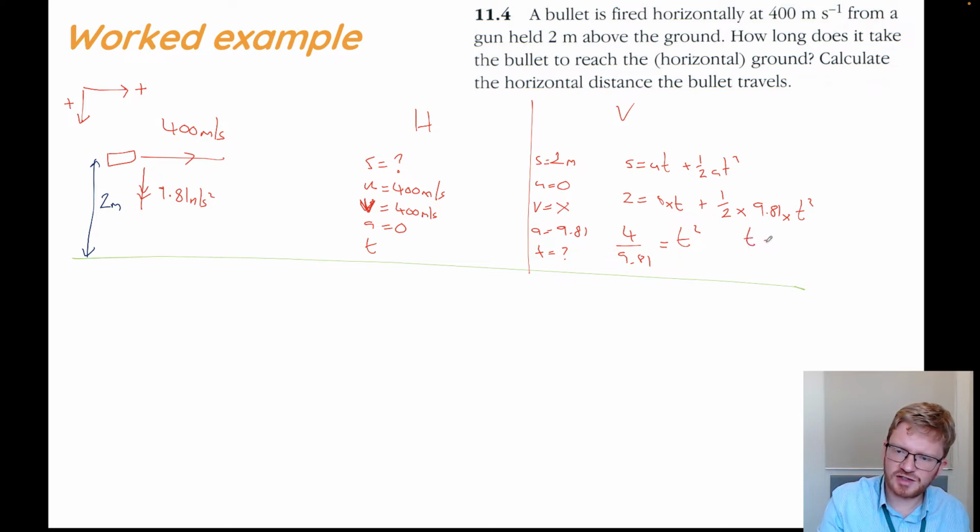So t is equal to the square root of, let me just open up my calculator, 4 divided by 9.81, that's 0.408. So t is equal to the square root of that, which I get as 8.4 seconds.